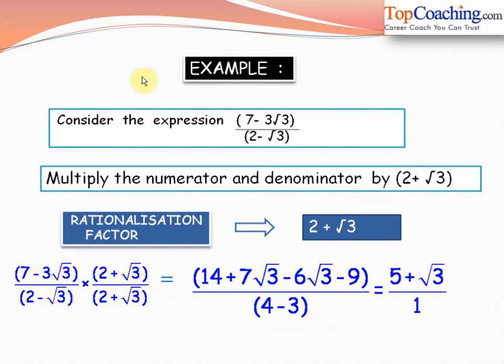Thus we see that we have converted this expression which had a denominator with a square root sign into a form where the denominator is free of square root sign. Here we have converted the denominator from an irrational number to a rational number.